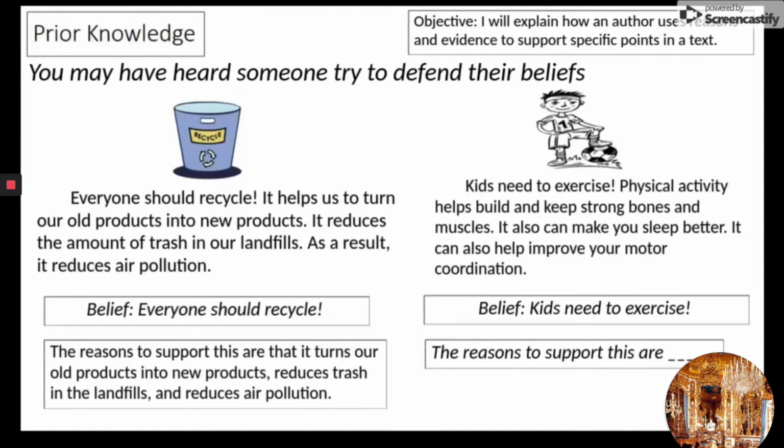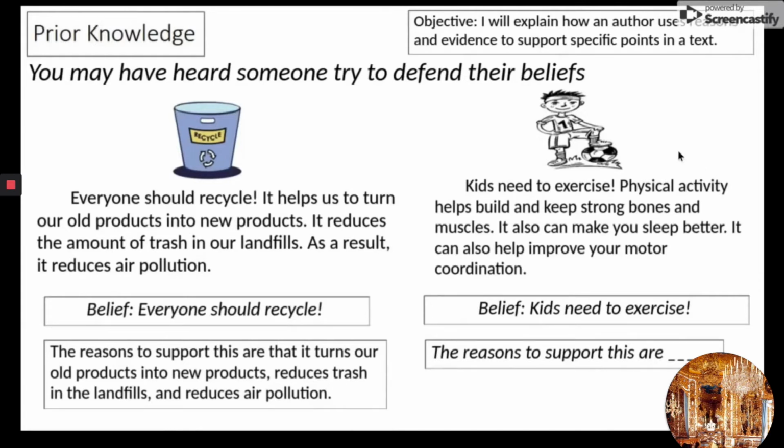So in the paragraph, the author didn't just say, you should recycle, and leave it at that. They gave reasons to support what their opinion or their belief was. Okay, let's look at this next paragraph.